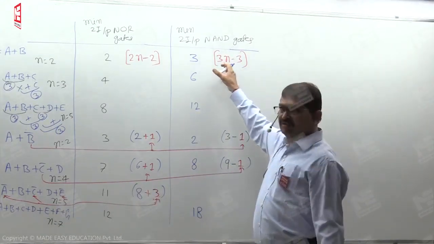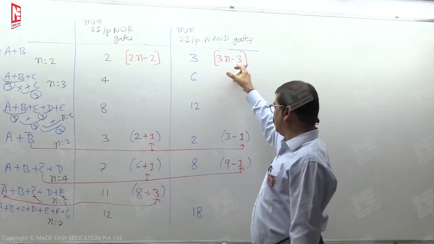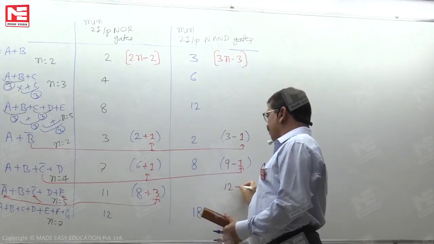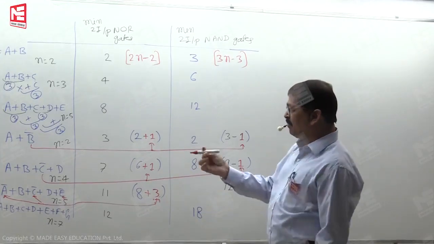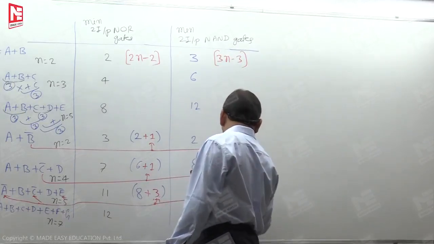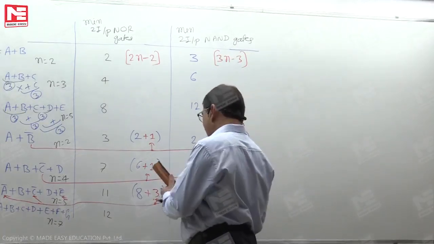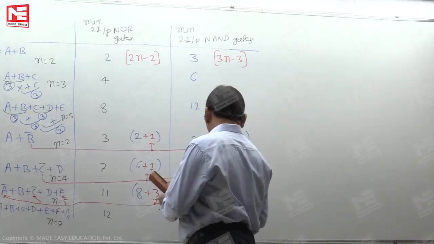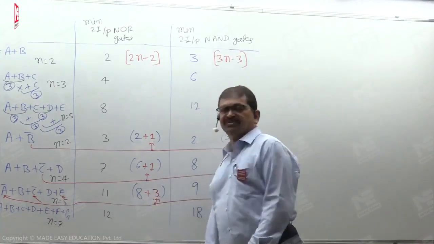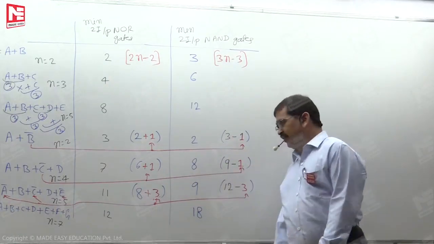Similarly, in F7, n is 5. So 3 into 5, it is 15. Minus 3, 12. Then minus 3, because we have complement operation on 3 variables. So 12 minus 3, the answer is 9. So like this, we can work it out.